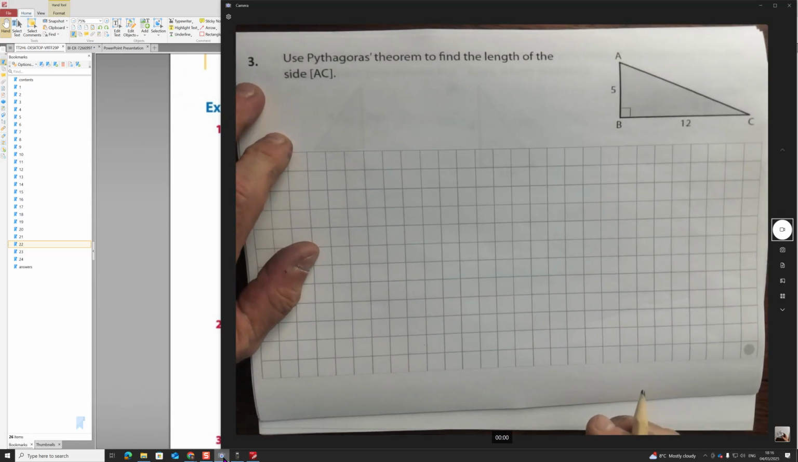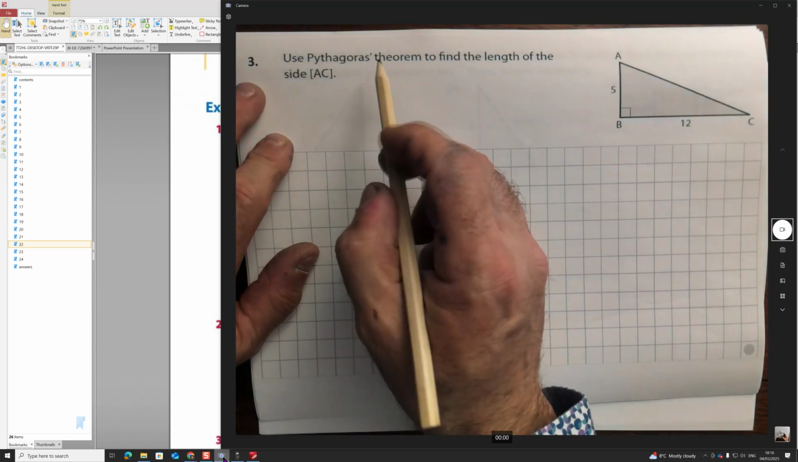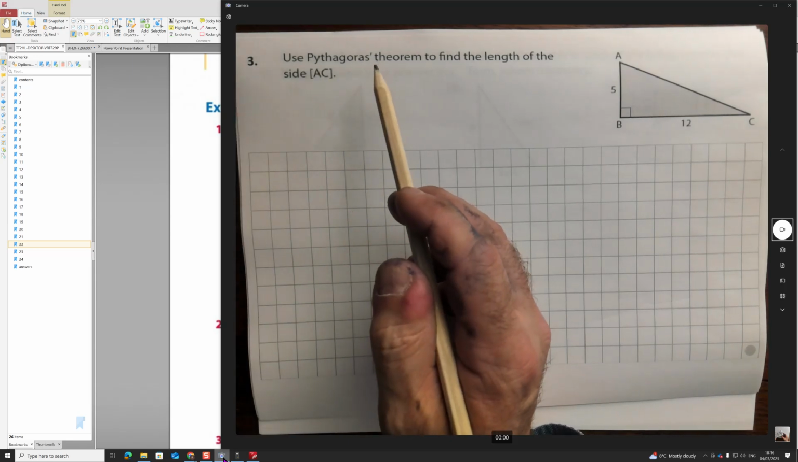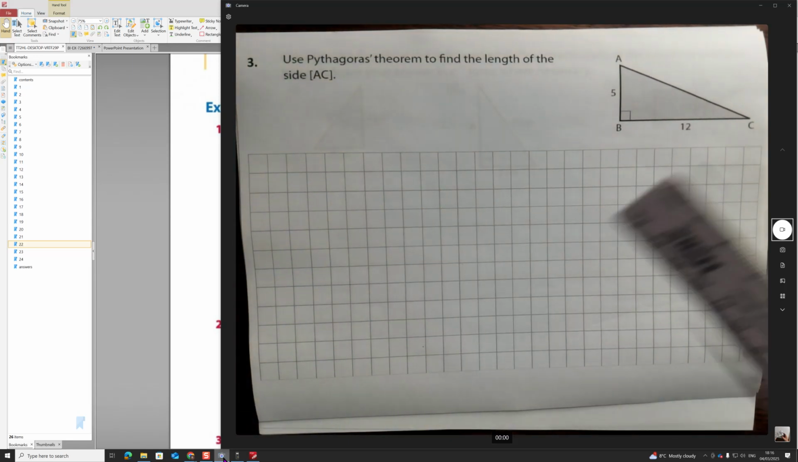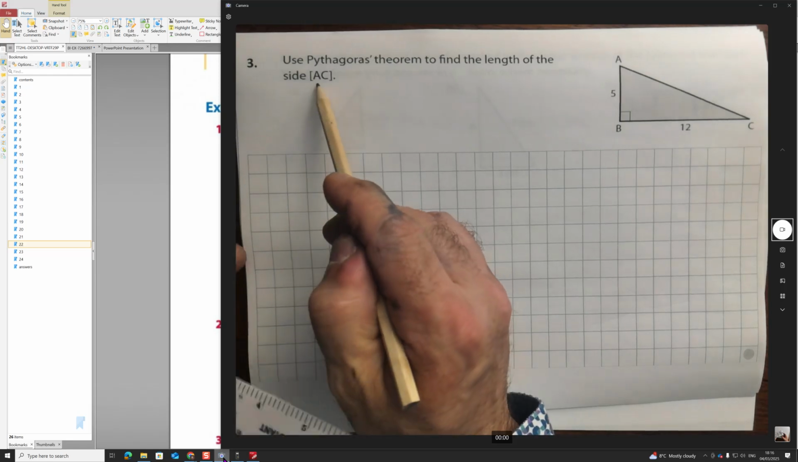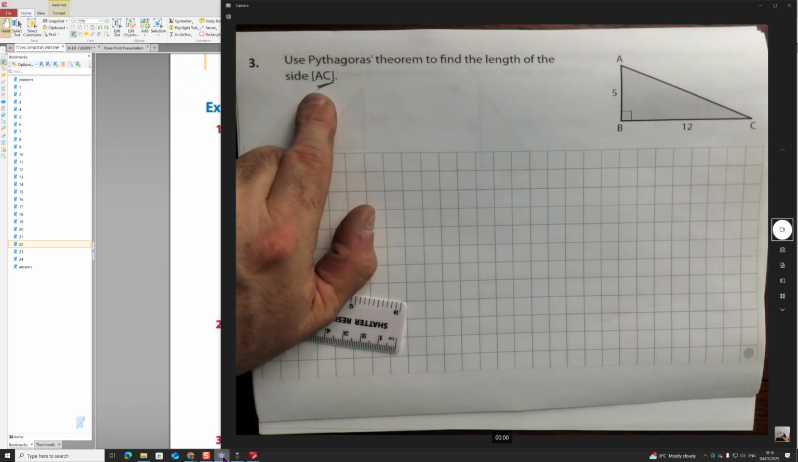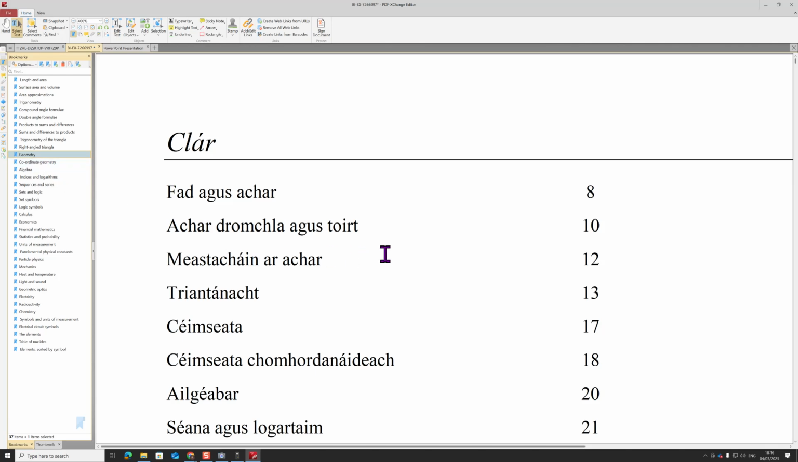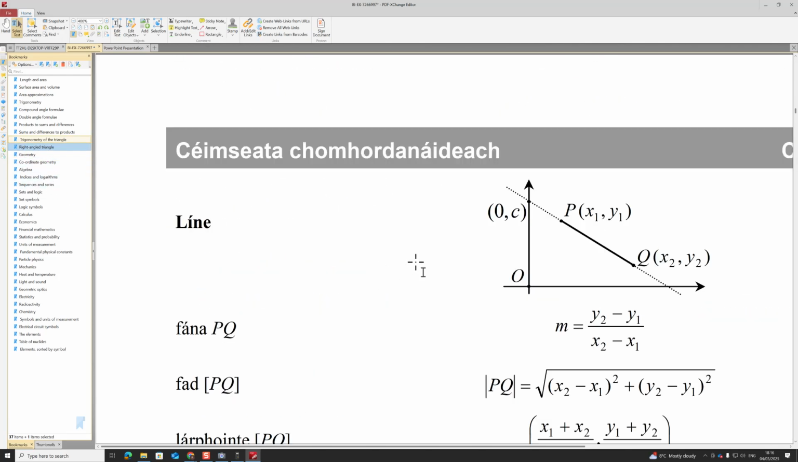Use Pythagoras' theorem to, notice that because it ends in an S, the plural has just a dash there. Use Pythagoras' theorem to find the length of the side AC. Now I want to bring you to the pronunciation of this because I can do better. So we will go to our tables. We'll go to the geometry section, which I haven't bookmarked yet. Let's go to our right angle section and go up to the geometry section from there.